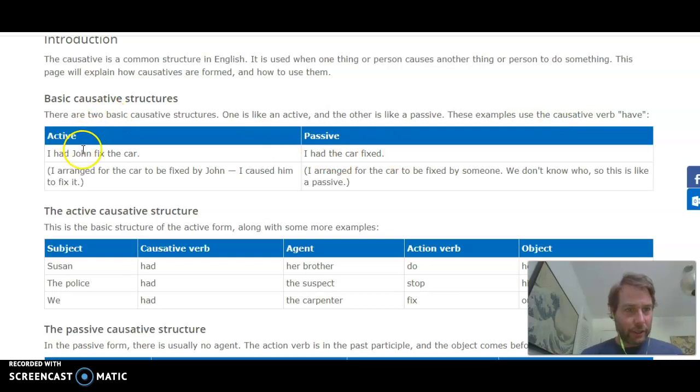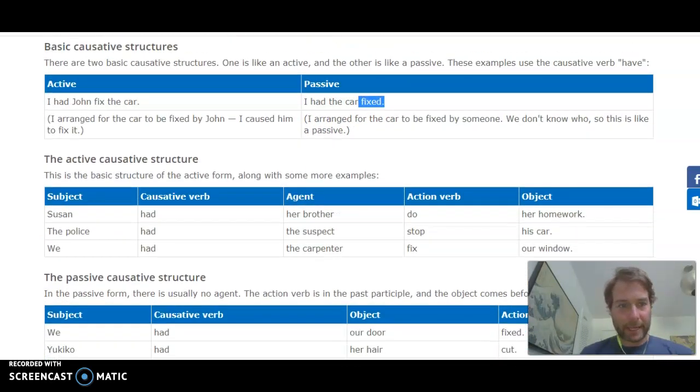I had John fix the car. I had the car fixed. Because this could be in the future, if you want. I will have John fix the car tomorrow. I will have the car fixed. Here, you have to use, in this case, the third column or ed. Okay? So, you see, now the car takes a different place in the sentence.